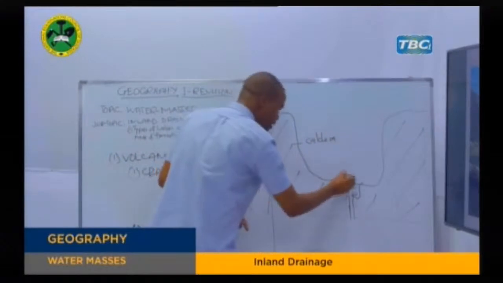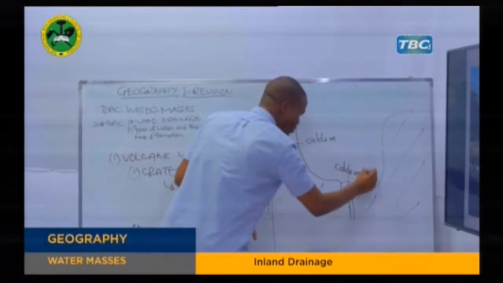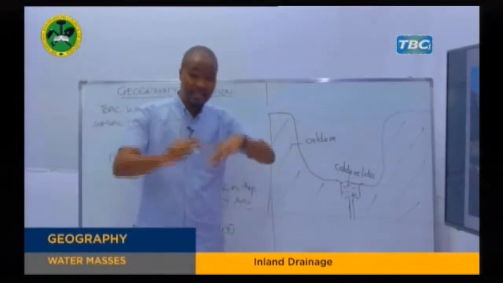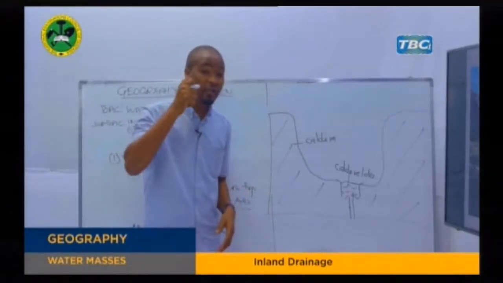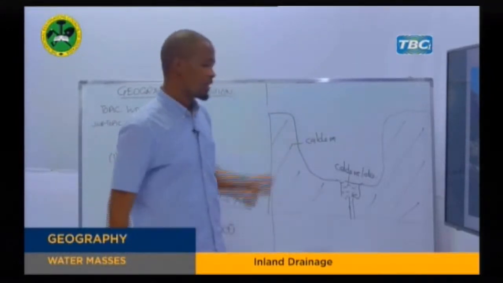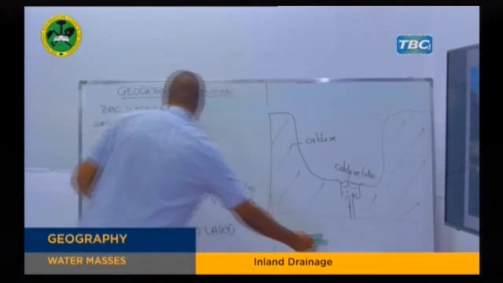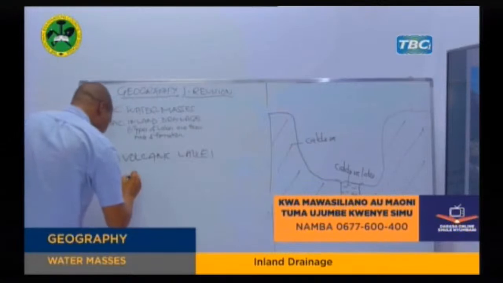This one is what we call what? The caldera lake. So by definition, what is a caldera lake? A caldera lake is a lake formed inside the caldera when the crater becomes flooded with water. Then let's see the last type of volcanic lakes, the lava dam lake.